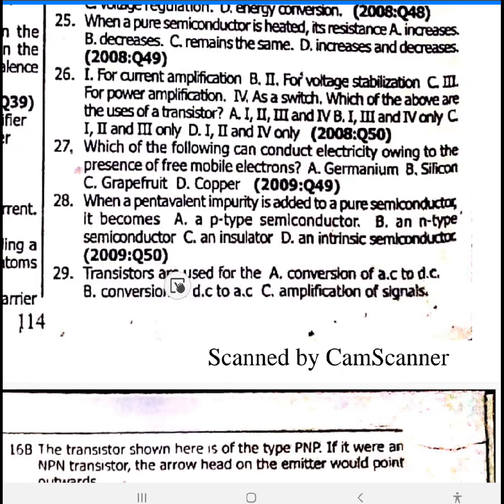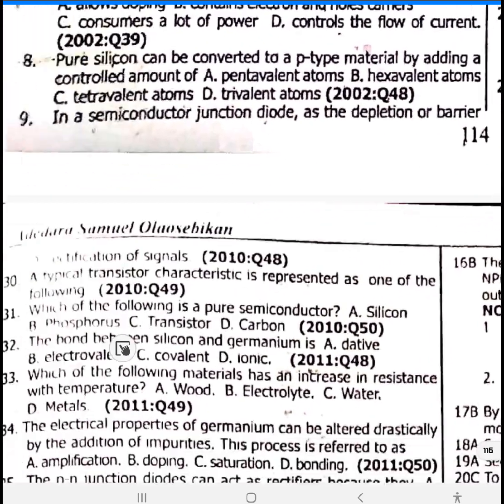Option B. 29. Transistors are used for, 29 is option C. If you know ASS, which is amplification, stabilization, and switch, just go for amplification of signal, option C.